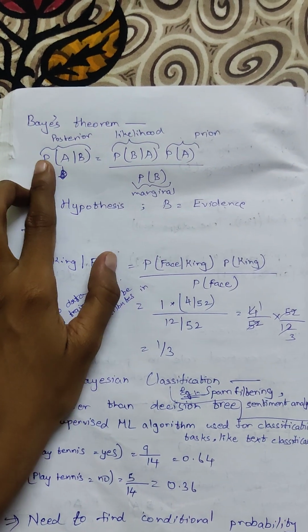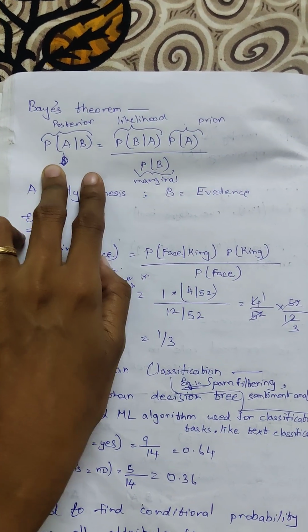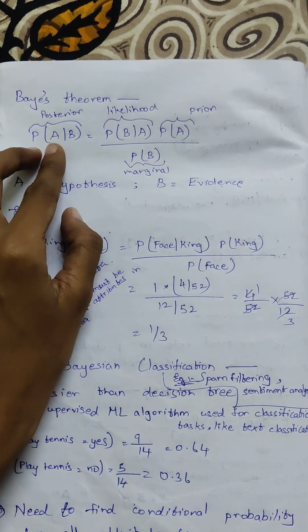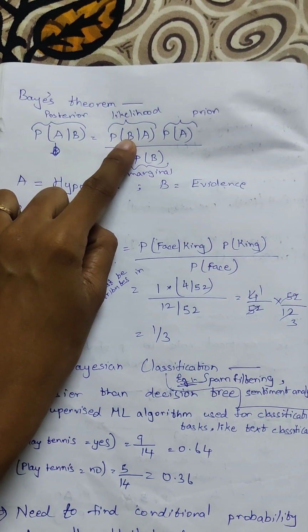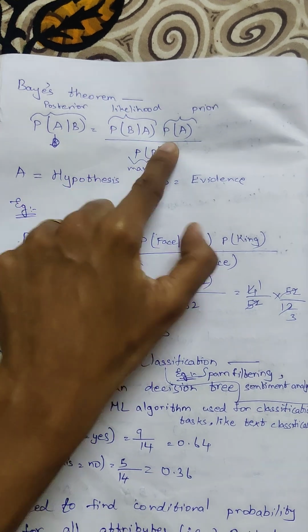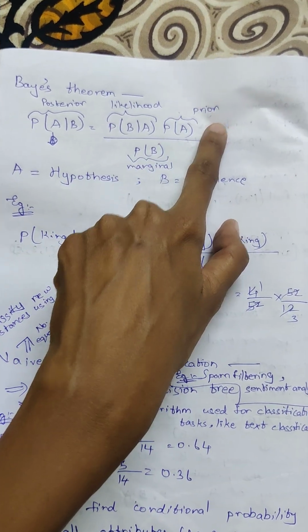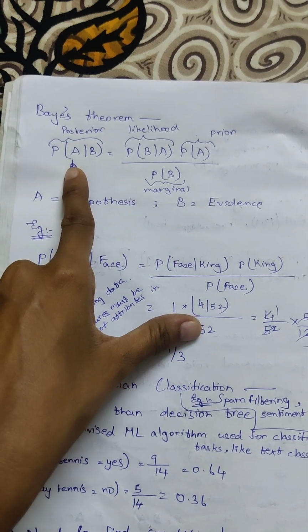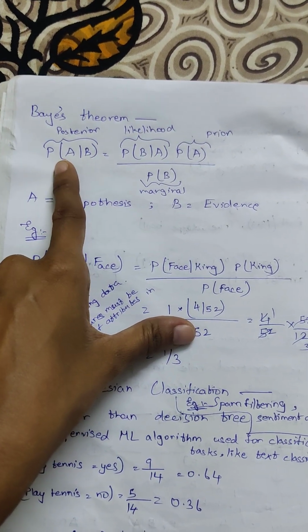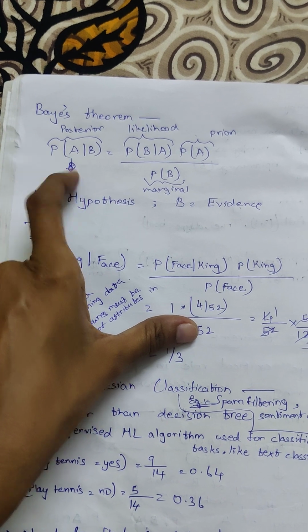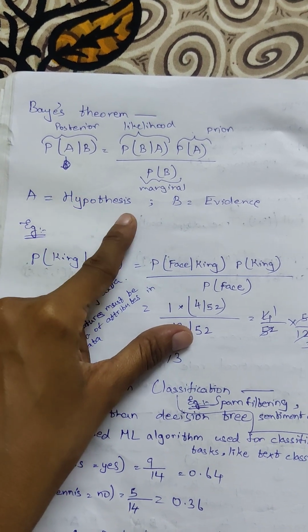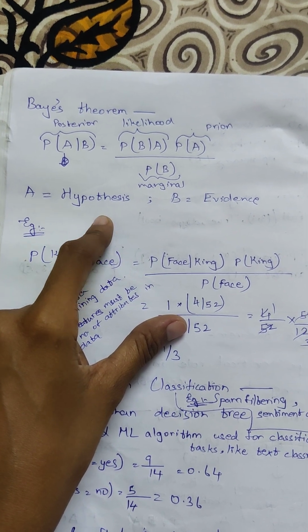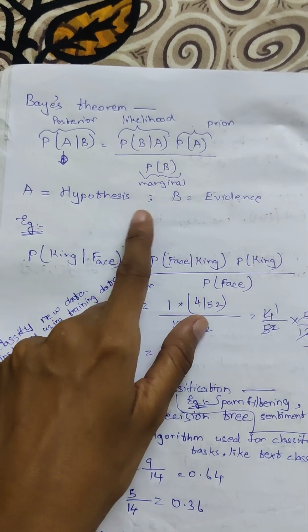Here in the Bayes theorem, the four things are: P of A given B is the posterior probability, P of B given A is the likelihood, P of A is the prior probability, and P of B is the marginal probability, where A is the hypothesis and B is the evidence. Hypothesis means we create or imagine a scenario and need to find whether it will happen or not, and B is the evidence.